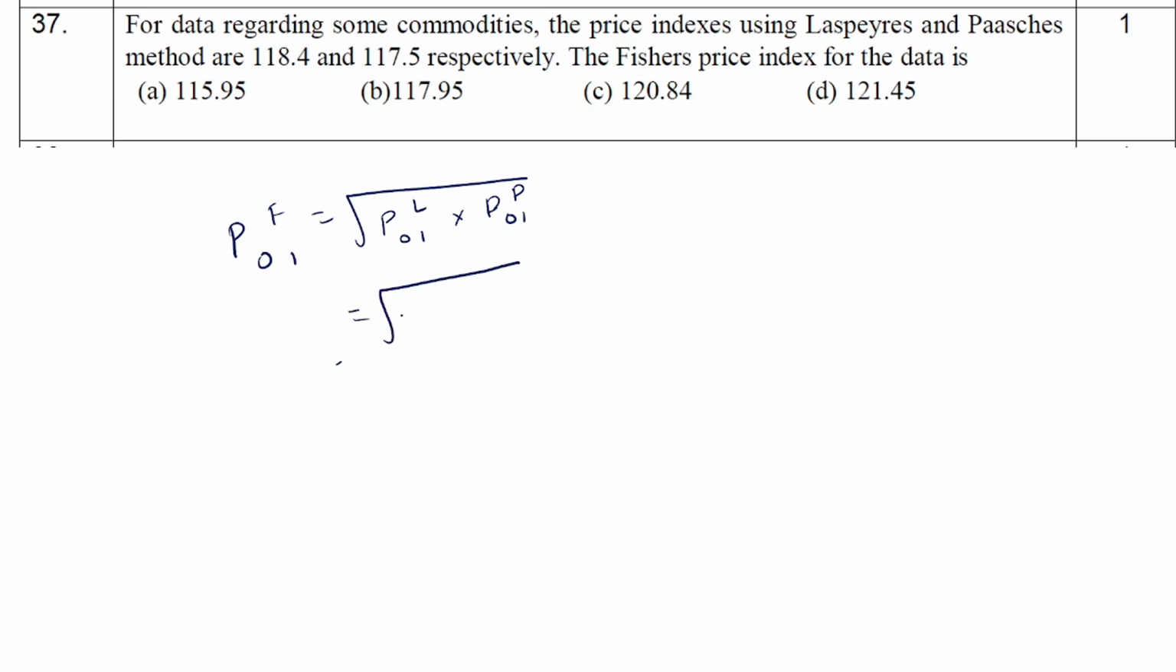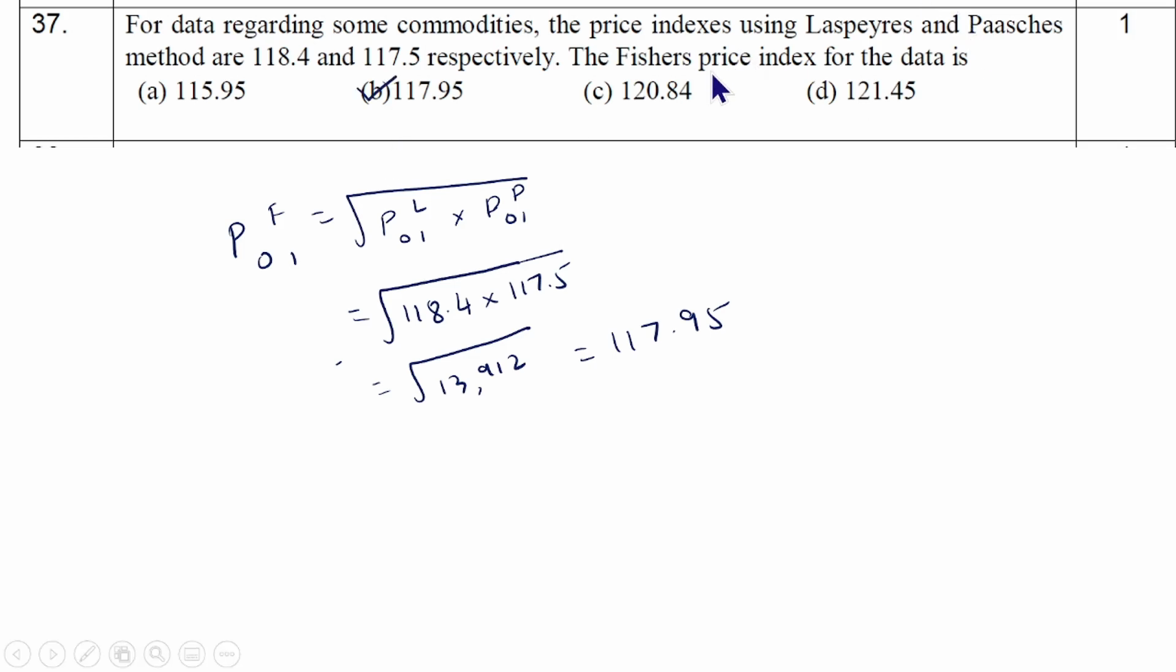So here it is equal to root of Laspeyres index 118.4 and Paasche's index 117.5, or this is equal to root of 13,912, which is equal to 117.95. So the correct option is option B. So using the formula, Fisher's price index is the geometric mean of Laspeyres index and Paasche's index. We get the value of Fisher's price index as root of 118.4 into 117.5. When we simplify, we get option B as the answer.